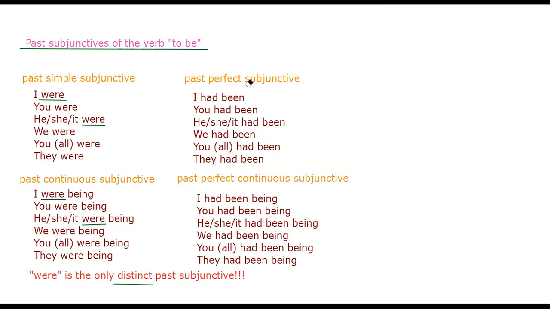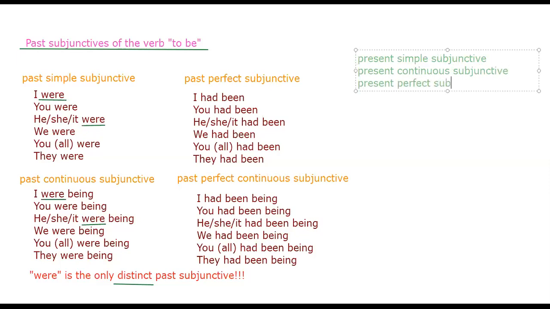I'll mention this for now, but I'm not going to cover it. Technically, the present subjunctive also has these forms. So you could say that there's a present simple subjunctive, a present continuous subjunctive, a present perfect subjunctive, and a present perfect continuous subjunctive. But here's the thing, right?